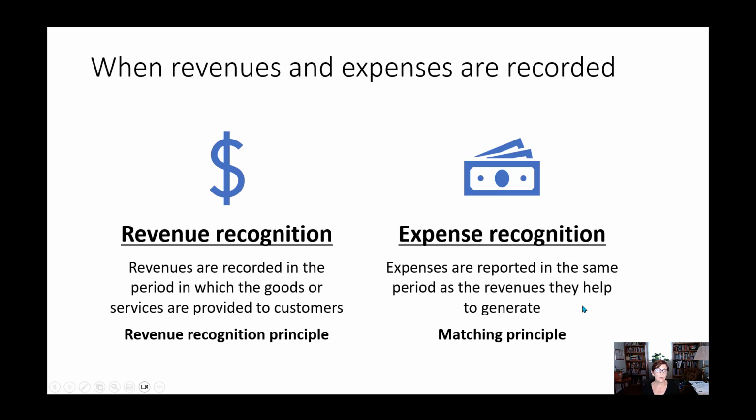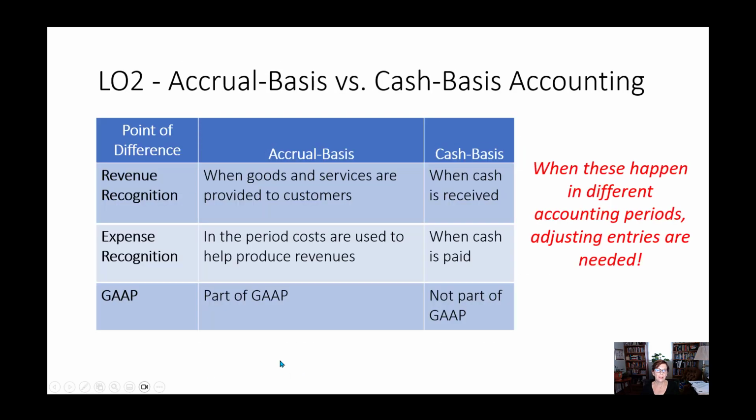Now, expenses are recorded in the same period as the revenues that they helped to generate, and this is sometimes called the matching principle. So we're going to take a look at some specific examples that'll help you with this. All right, so let's look at the difference between accrual basis accounting and cash basis accounting. So we said accrual basis records revenue when goods and services are provided and expenses in the period that the costs help to produce revenue. This is part of GAAP. Okay? So these are the rules that we are going to be using.